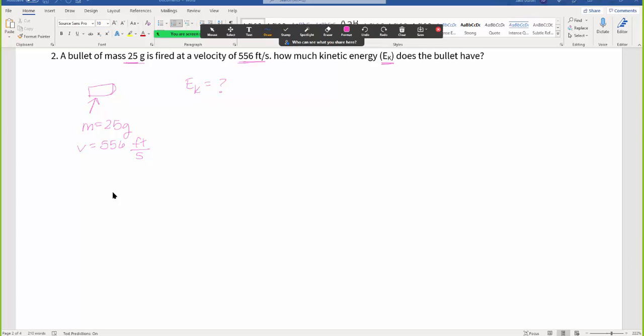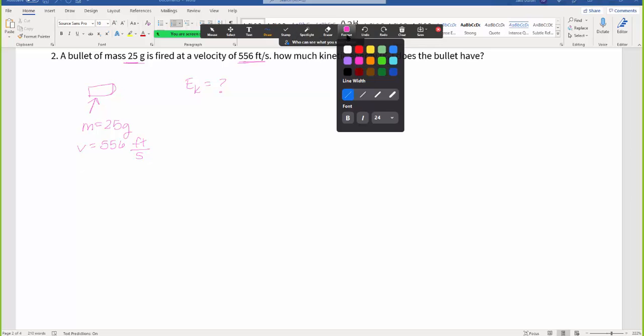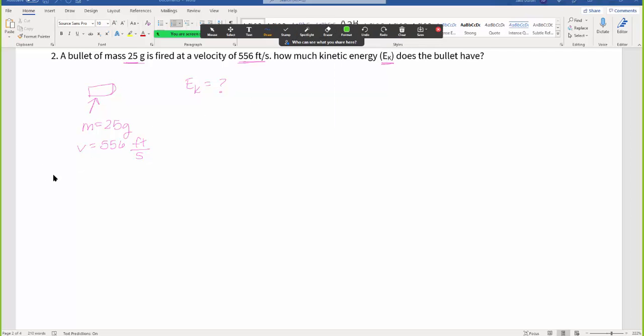All right, so writing down our givens, that was just a diagram to help me keep track of what's going on here. So I'm going to write our mass is 25 grams. And is that in MKS units? It is not. So for mass, we want to convert that to kilograms. So 1,000 grams in 1 kilogram, 0.025 kilograms.